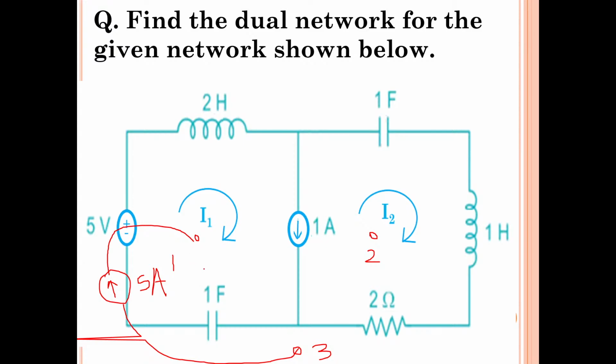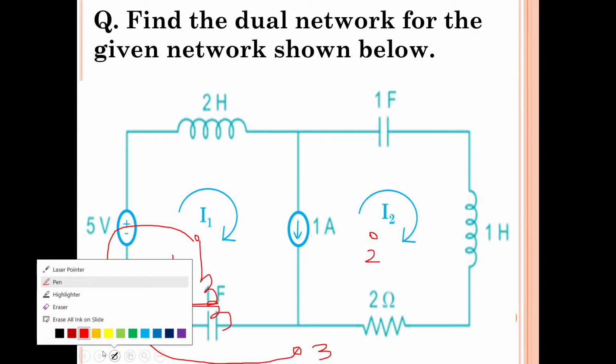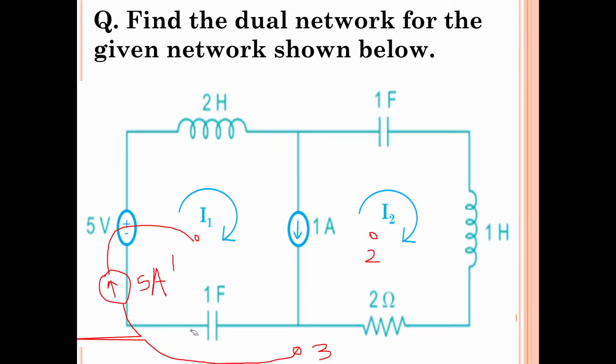So here, there is a capacitor. Replace the capacitor with what? Inductor. Capacitor value is 1 farad. So inductor value is 1 Henry.